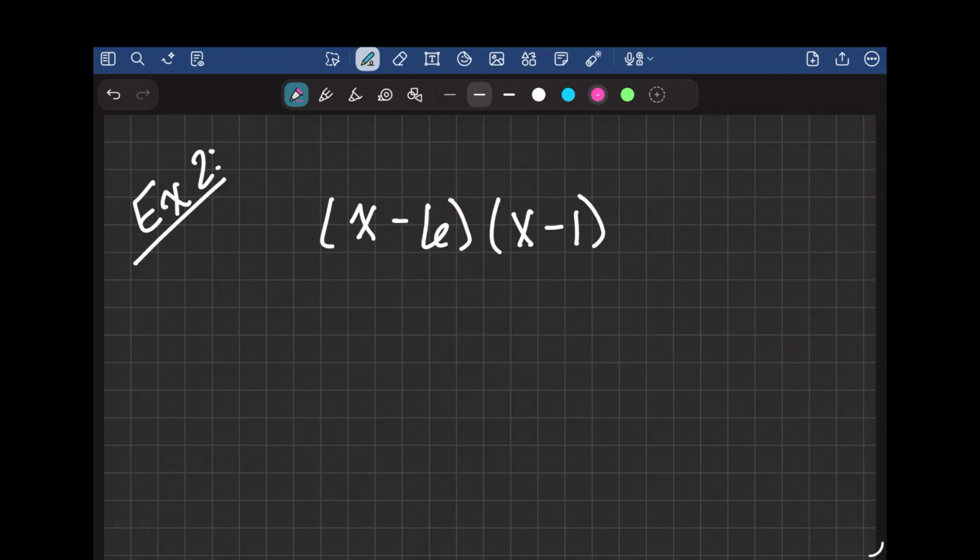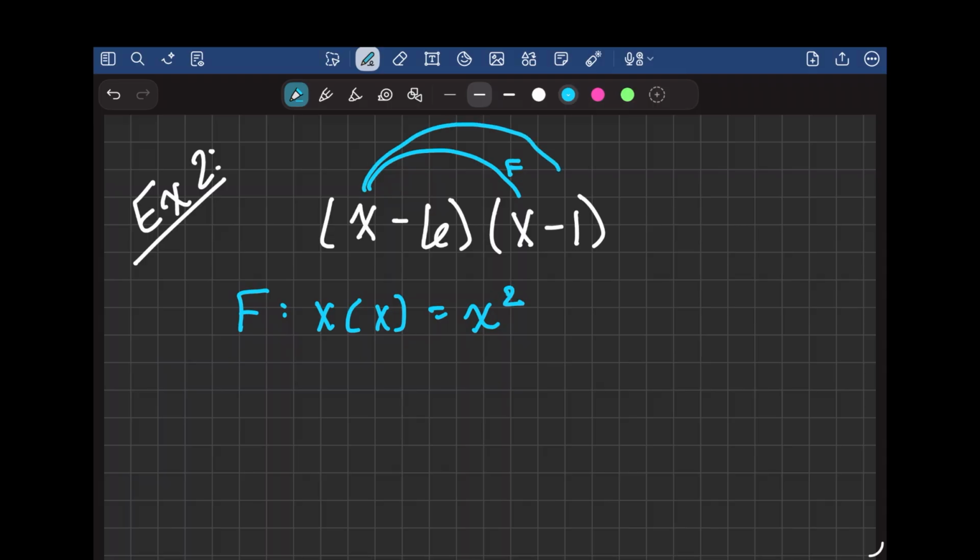Looking at example 2, we're going to do that same thing. So the first terms that I multiply are the x times x. X times x is x squared. Looking at the outside terms, we have my x times negative 1. So here we do need to watch those signs. And here we would have negative 1x.